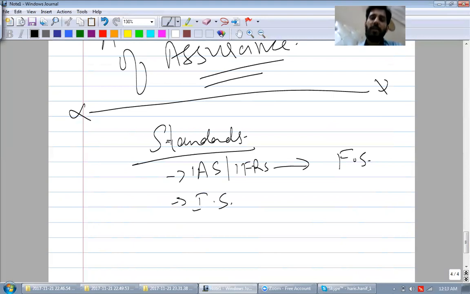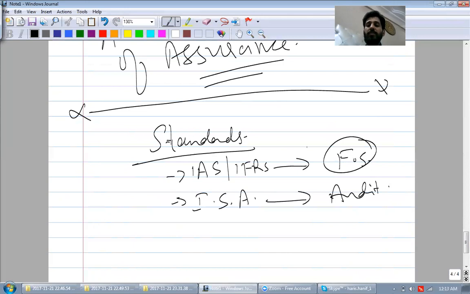There is ISA, which is used for auditing. So whatever the auditing standards are will guide us as we audit in order to assess the financial statements. That's it. Thank you very much.